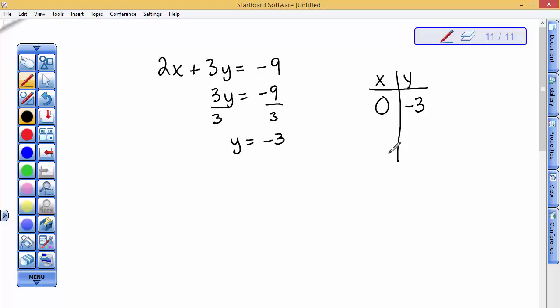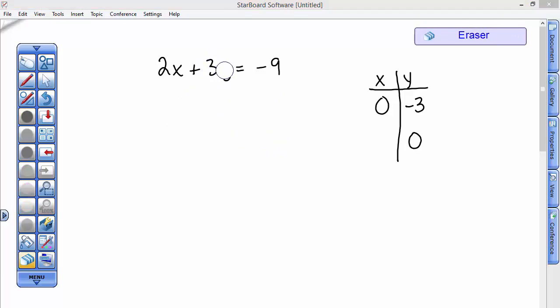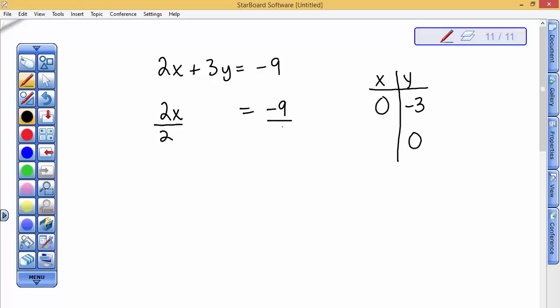When I allow y to equal 0 in this very same equation, this 3 times 0 will be gone. I'm trying to cover it up. And what you have left on the left is just the 2x. So all you have left is 2x equals negative 9. And so you divide both sides by 2 and you get x is negative 4.5. So if we go back to the previous page, x is 0, y is negative 3. x is negative 4.5, y is 0.